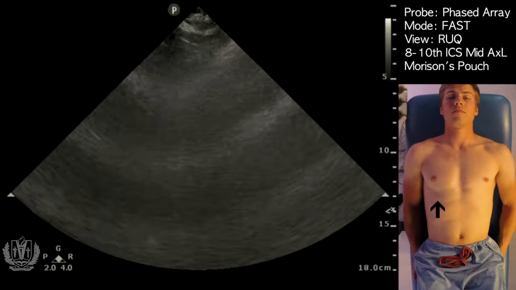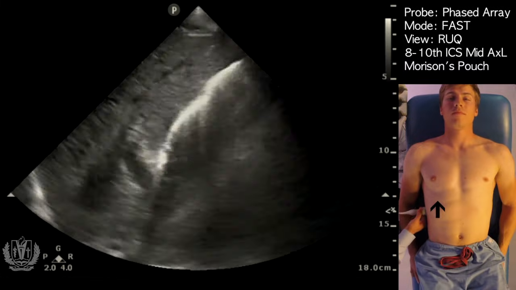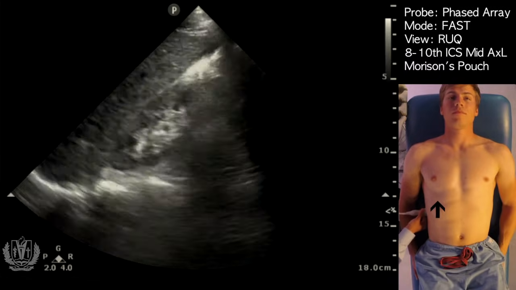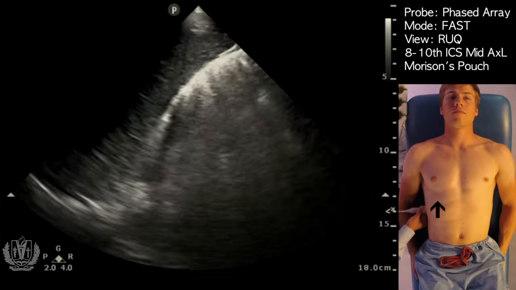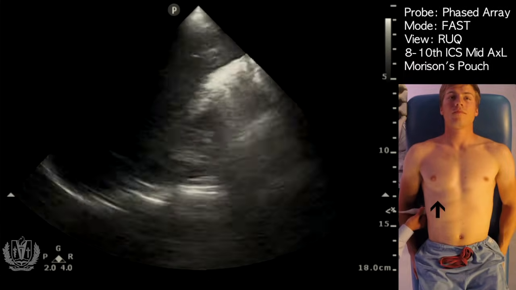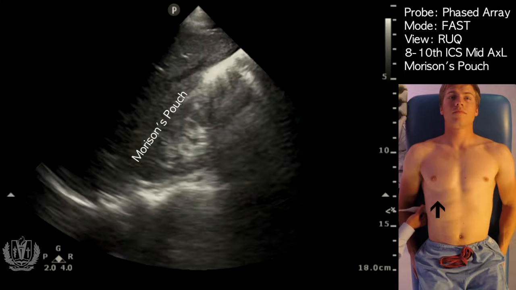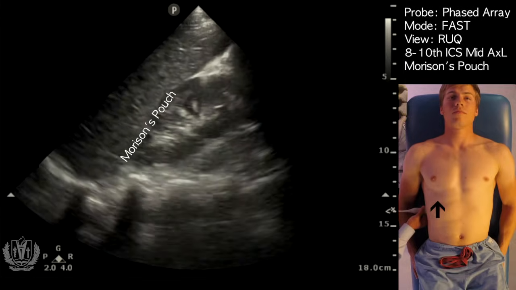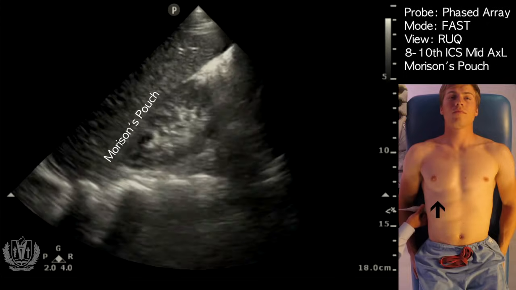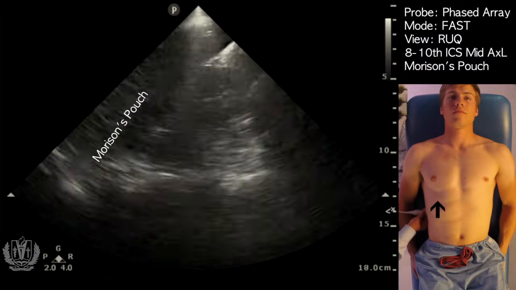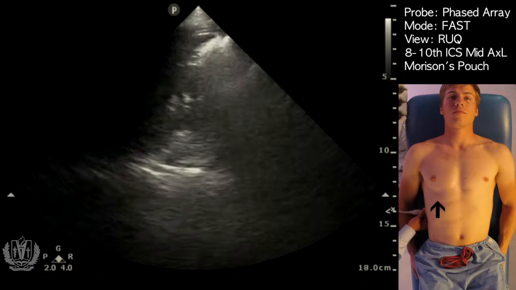So the first scan is the right upper quadrant scan. So here is the right upper quadrant scan. Indicator is up towards the head. It's around the 8th to 10th intercostal space in the mid-axillary line. And you're looking for Morrison's pouch, the space between the liver and the kidney, for free fluid. Make sure, in addition, you look towards the edge of the liver because sometimes fluid can track there also.